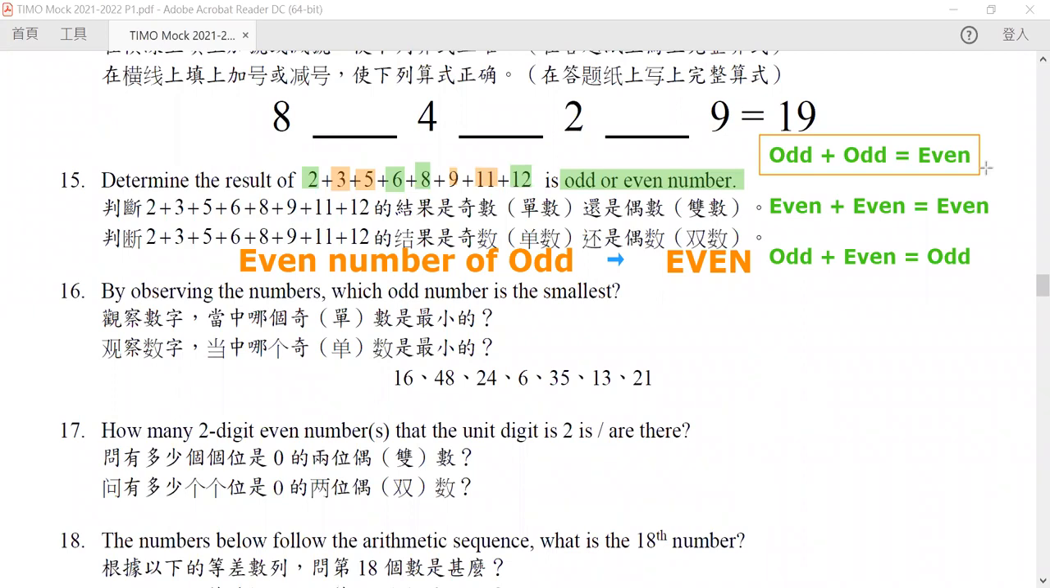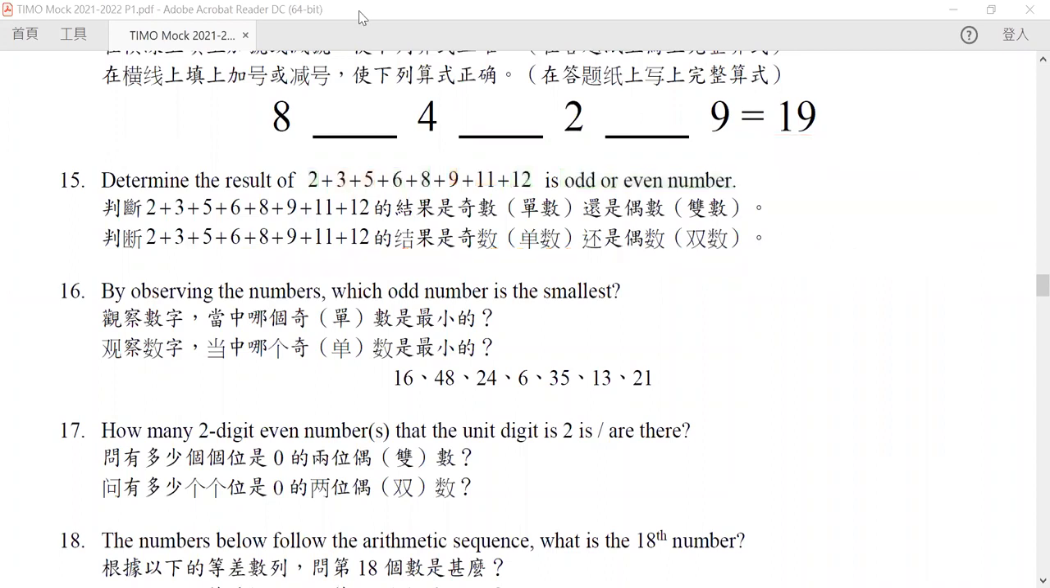By observing the numbers, which odd number is the smallest? Now again, let's first count which of them is actually an odd number, before we talk about which one of them is smallest. You can see that 16 is not an odd number, 48 is not an odd number, 24 is not an odd number, 6 is not an odd number. So the only three odd numbers in here are 35, 13, and 21.